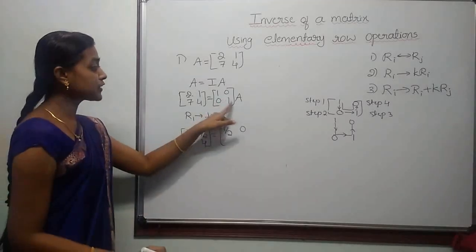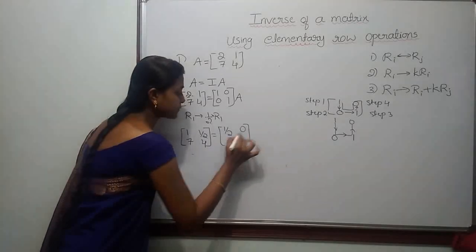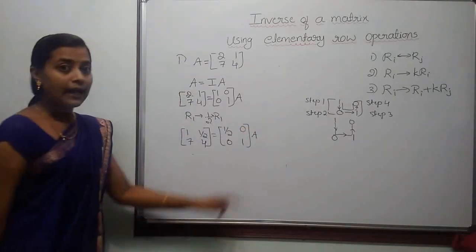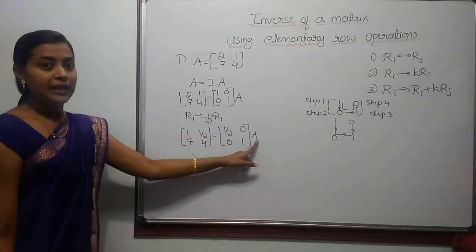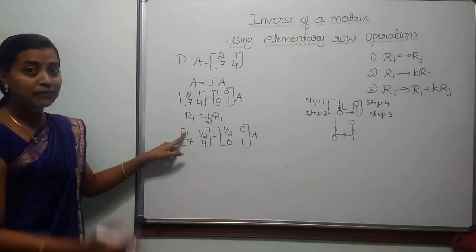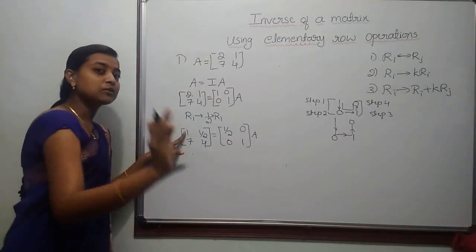Keep the elements of second row as it is. I'll write 0, 1 as it is. Into matrix A. We are not applying any operation on this A. Now observe here, we have completed first step. We have reduced the first element to 1. Now we will go to the second step.